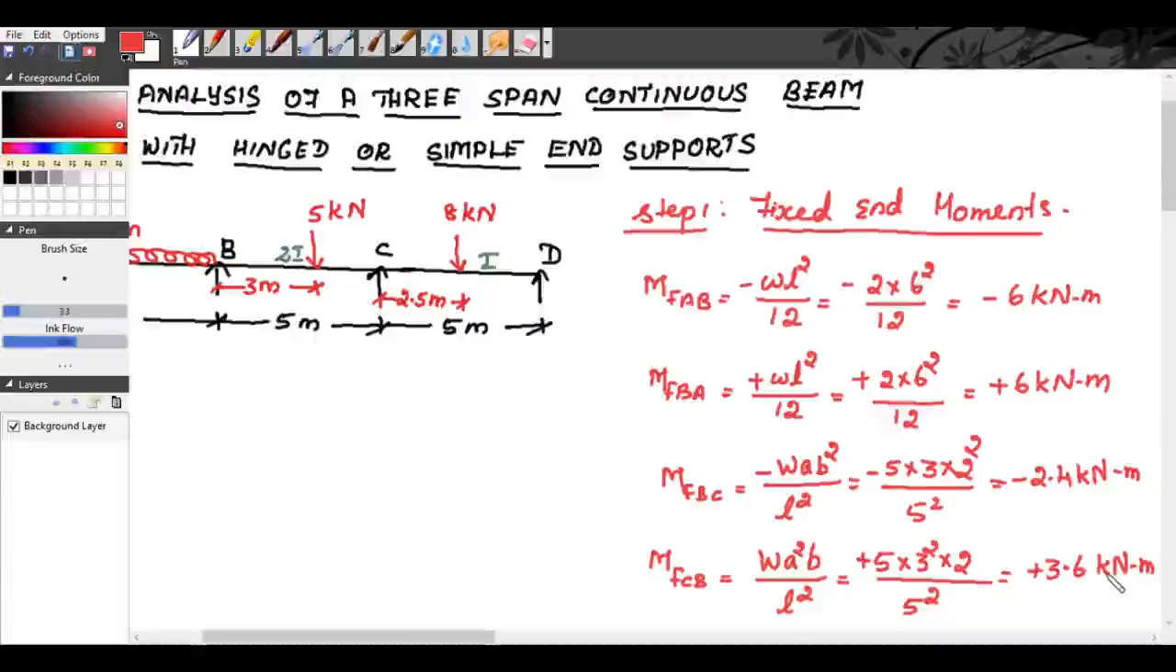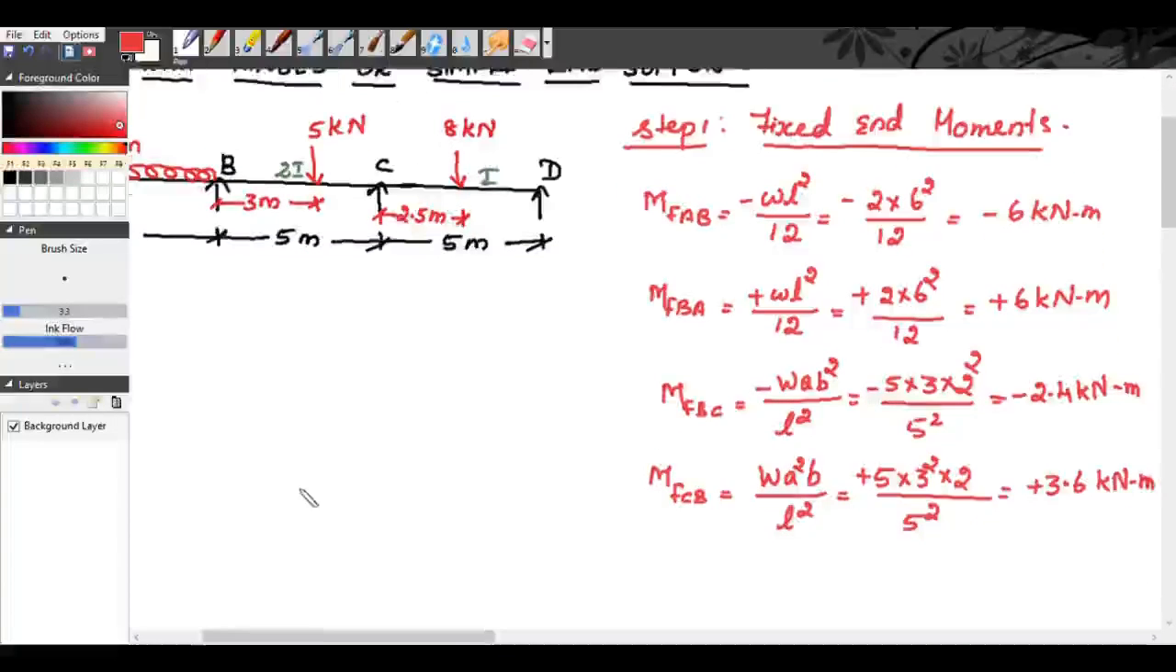Now we will consider the span CD. While considering the span CD, we have both the supports C and D as fixed support. We have 8 kilonewton load acting at the midspan. Here it is 2.5, so plus 3.6 kilonewton meter.